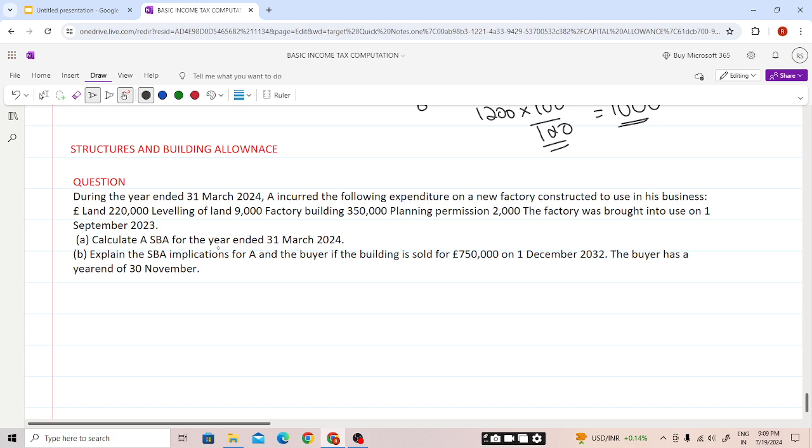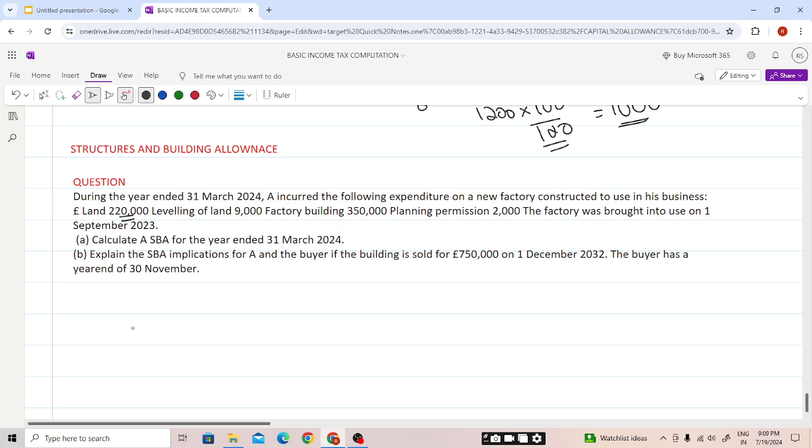Now we'll do a question so that we have a better understanding. During the year ended 31st March 2024, A incurred the following expenditure on a new factory constructed for use in his business. Land, 220,000 pounds. Leveling of land, 9,000. Factory building, 350,000. Planning permission, 2,000. The factory was brought into use on 1st September 2023. Calculate SBA for the year ended 31st March.